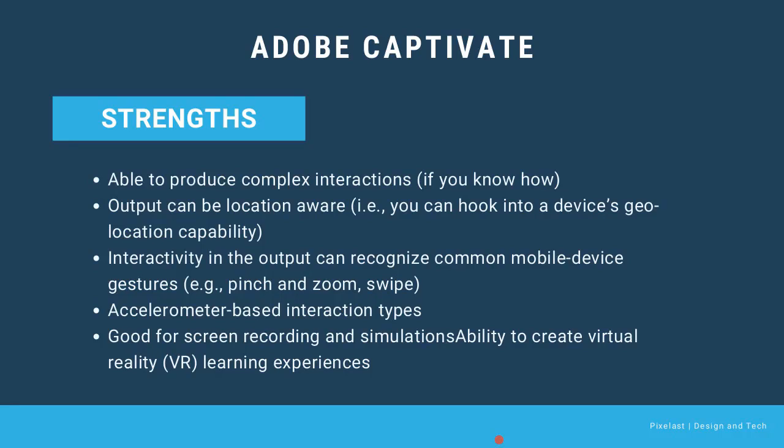So it'll adapt, if maybe you're on the East Coast and then you move to the West Coast, it'll identify that. The interactivity output can recognize a common mobile device. So like if they're doing a pinch and zoom or a swipe, it'll adapt to that. So it's truly mobile responsive. It also supports accelerometer-based interaction types, which means it's going to be a lot faster. So you want to make sure that you understand how to build those, whereas Storyline is just based on a lot of triggers.